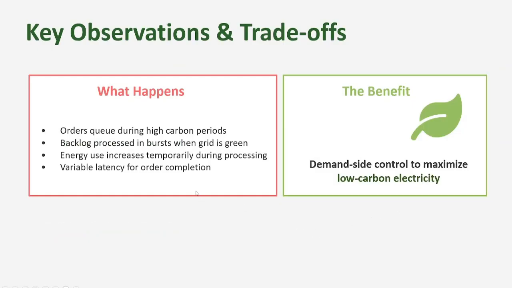So this is the key part: orders queue up during high carbon periods, and the backlog is then processed in a burst when the grid becomes green. Energy will increase during that processing, but it's using green energy. And the benefit is we have this demand side control to maximize the use of low carbon electricity.